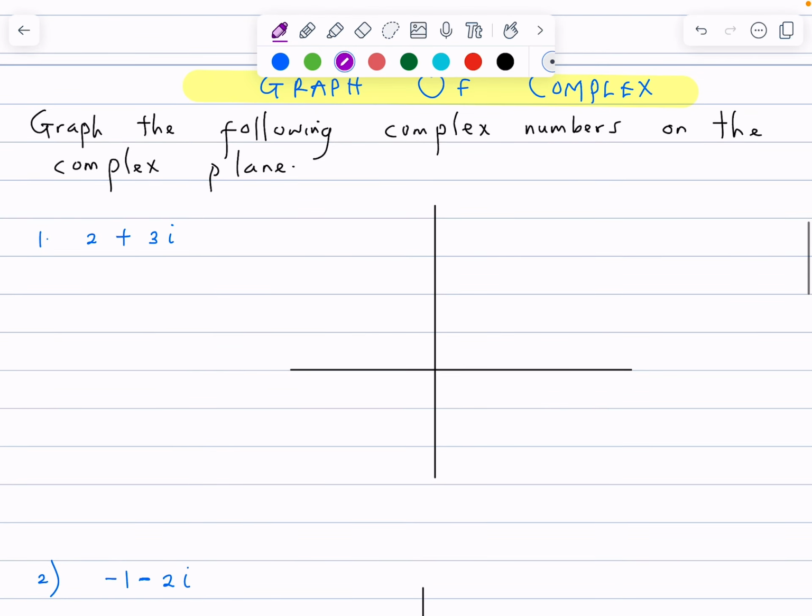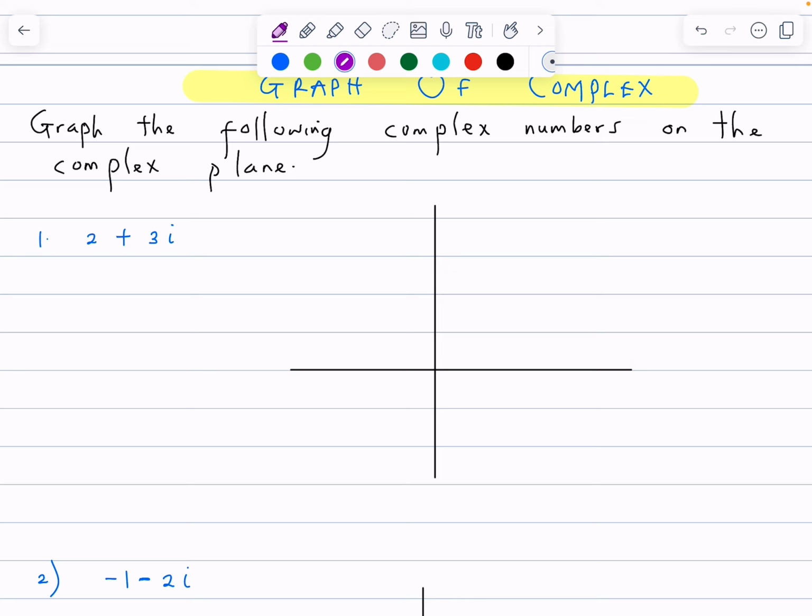Hello friends, let's graph these complex numbers on the complex plane. So basically, to graph a complex number, you need to identify the imaginary part and the real part.